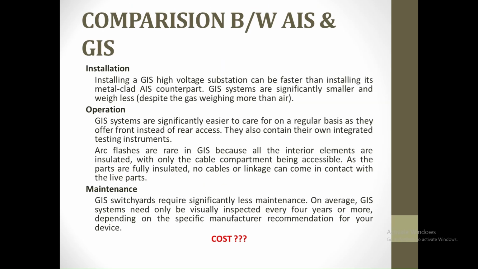When we go for AIS or when we go for GIS, as told in the earlier slide, the major criterion is space. If space is a constraint, then GIS can reduce the substation size to a compact level, and the GIS switchyard requires less maintenance because it is not exposed to the outside environment, but at a higher cost. So we can see the difference between AIS and GIS in installation, operation and maintenance.